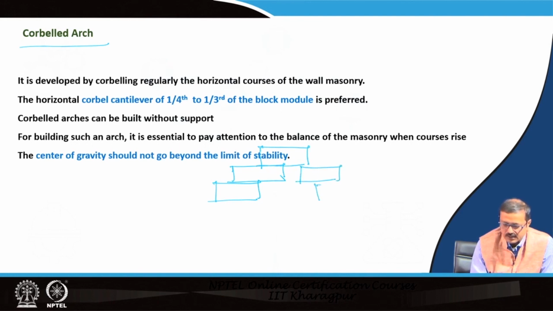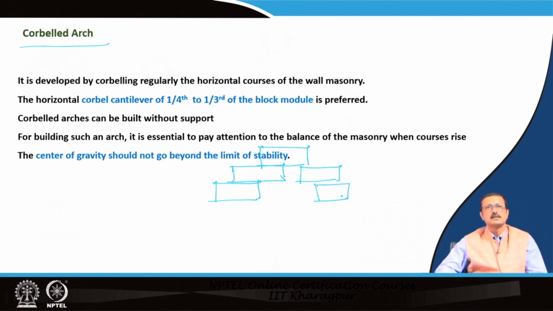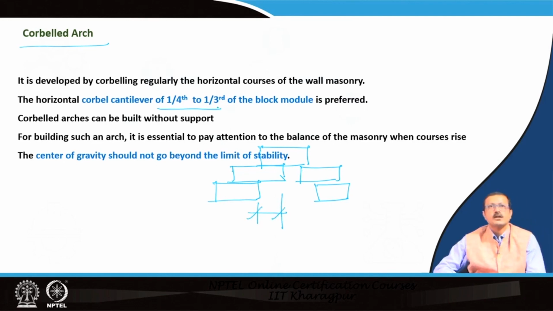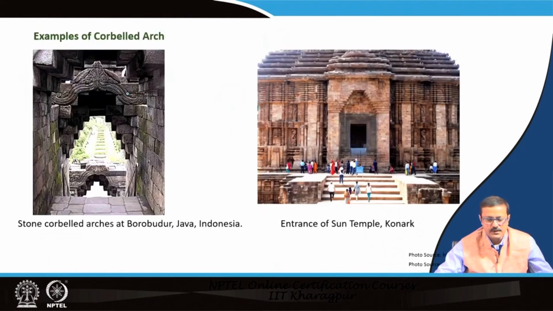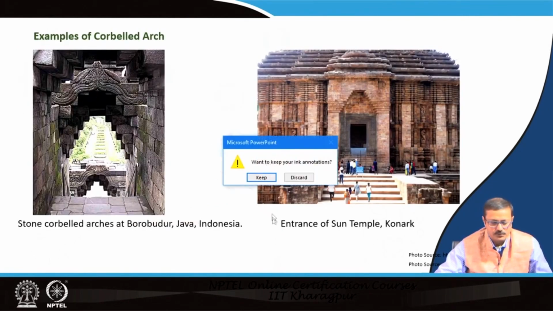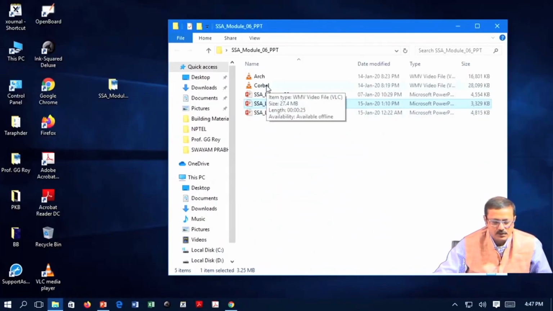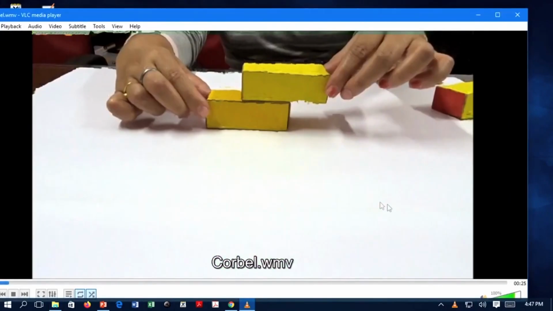Something like this has been arranged in such a way that it can create an opening. When it creates an opening, it is very important to see how much the distance is, and this is given as 1/4 to 1/3 of the distance cantilevering out from one block to the other block. So, in this particular case, I have a small video that I would like to show you, to show how this corbelling will occur in this particular manner.